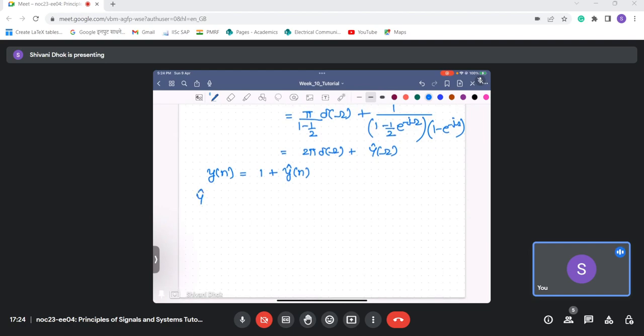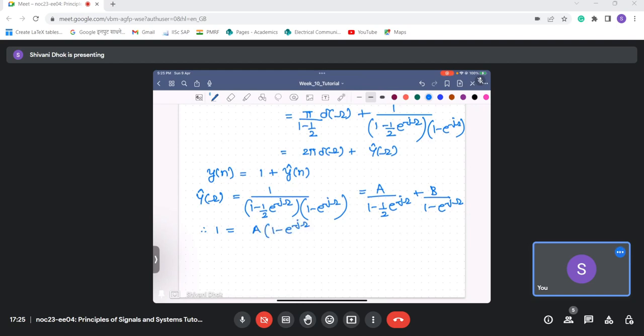So this y hat of omega is equal to 1 upon 1 minus 1 by 2 into e power minus j omega into 1 minus e power minus j omega, which is equal to, using partial fractions, let's say A upon 1 minus 1 by 2 e power minus j omega plus B upon 1 minus e power minus j omega. So this I can write as 1 equal to A into 1 minus e power minus j omega plus B into 1 minus 1 by 2 into e power minus j omega.